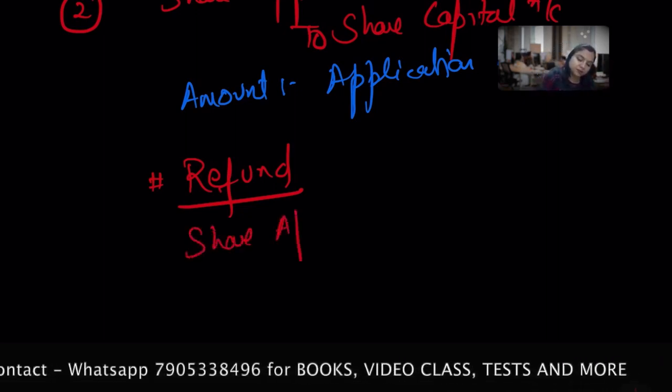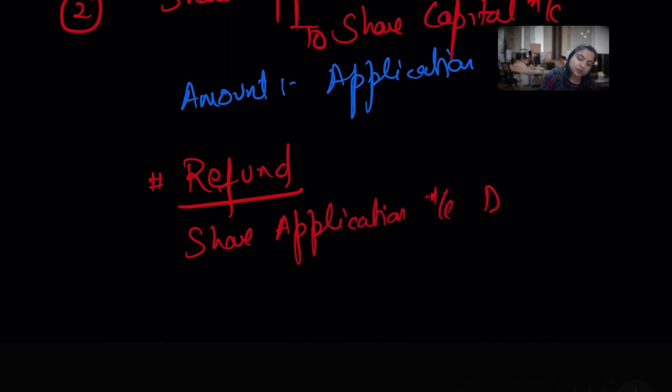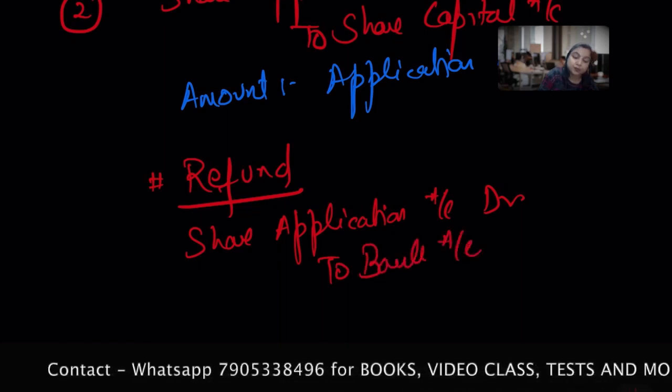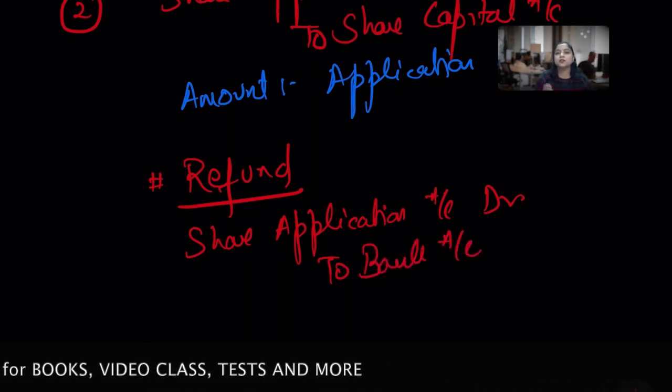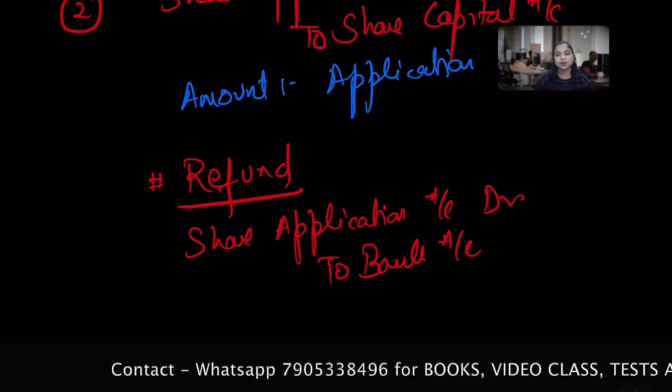So share application account debit to bank account. Please satisfy yourself with it and don't try to memorize it. Clear? Whatever amount you are giving back or repaying to them, transfer it. So the application money on shares is refunded.